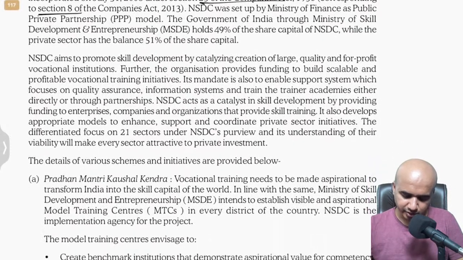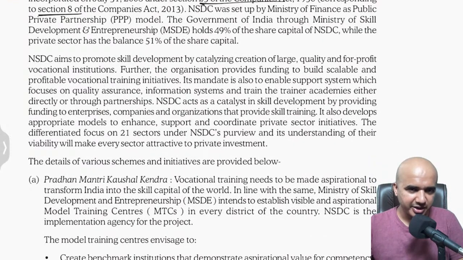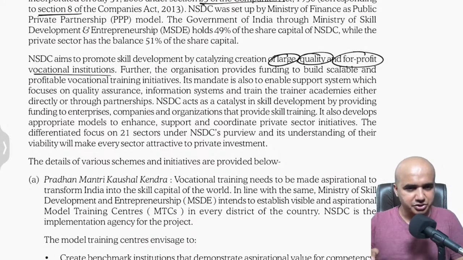Okay. What does it aim to do? It aims to promote skill development by catalyzing creation of large, quality and for-profit vocational institutions. So they want to promote those institutions which provide all these things. Further, the organization provides funding to build scalable and profitable vocational training initiatives. You provide the training, we will support you. So that is what their aim is. Its mandate is to enable support system which focuses on quality assurance. See, if we have enough number of trained people, they will obviously contribute to the economy. So that was the whole agenda behind NSDC.